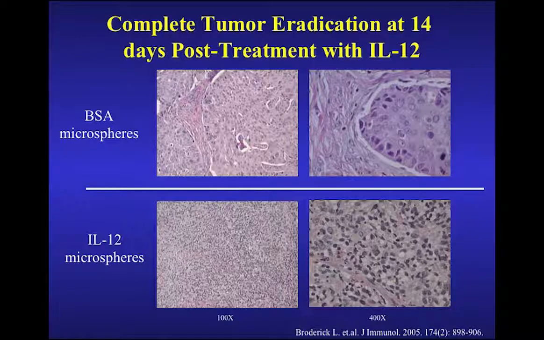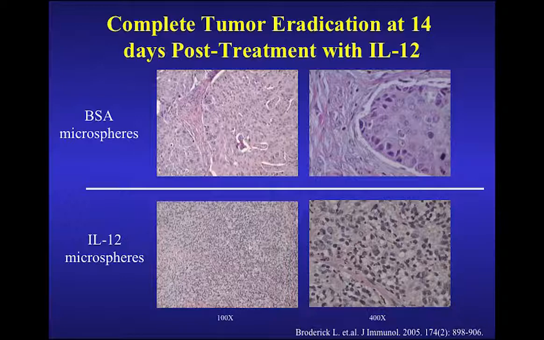Now here's a look at what the tumor looks like 14 days after the treatment with IL-12. And as you can see here, in the BSA treated, the tumor's growing. There's a lot of fibrosis here, but there's a healthy tumor. But in the IL-12 microsphere treated group, the tumor has been totally effaced by a proliferation of the lymphocytes, and a larger view here. And we were interested to see, well, what kind of lymphocytes are they? Are they B cells? Are they T cells? Are they memory cells? And the like.